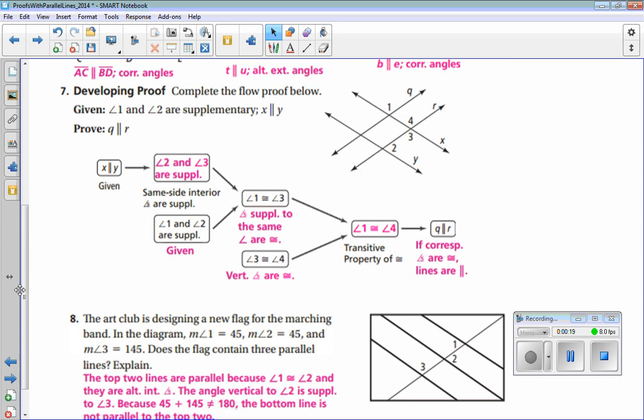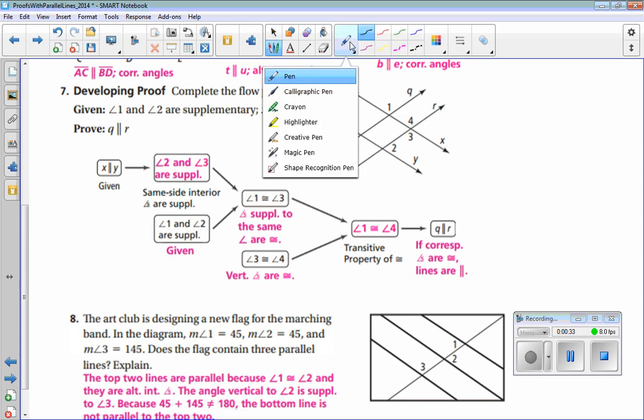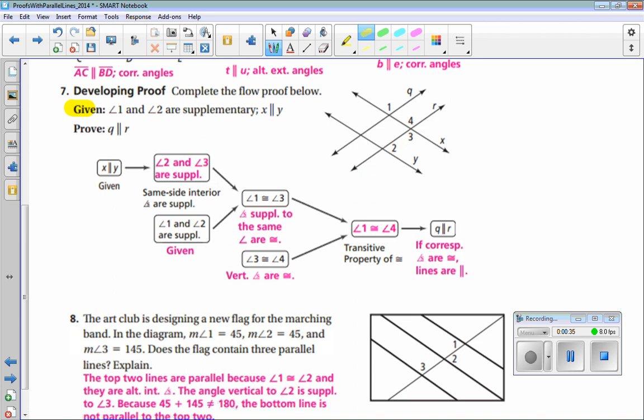And 7 is what we call a flow proof, because it has these little bubbles, and it looks almost like a flow chart. If you look, we're given something and we're asked to prove something. That is something we're going to be looking at a lot today. You're going to be given something and asked to prove. So look at what your given statement is and what you're asked to prove.